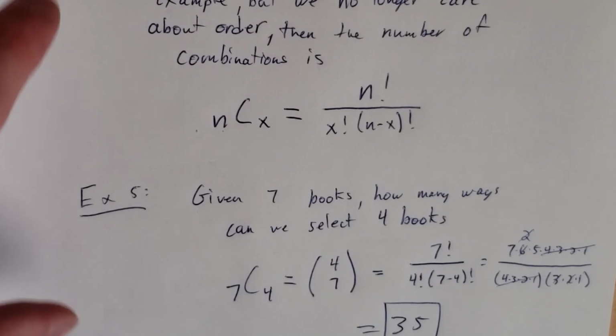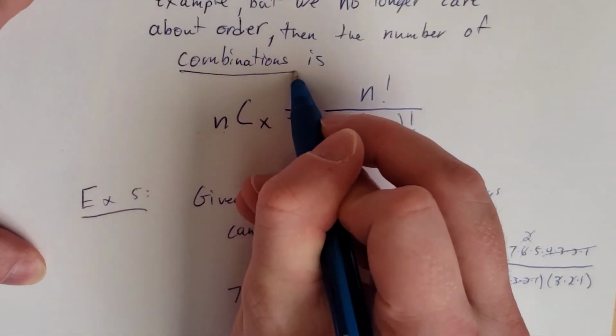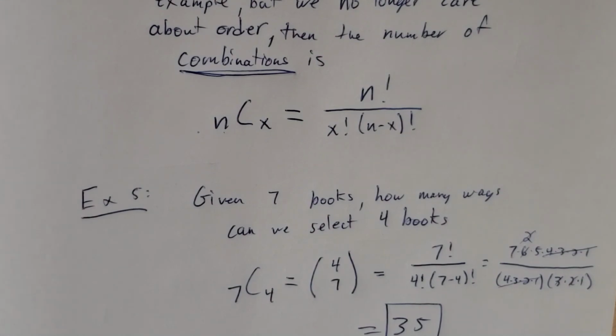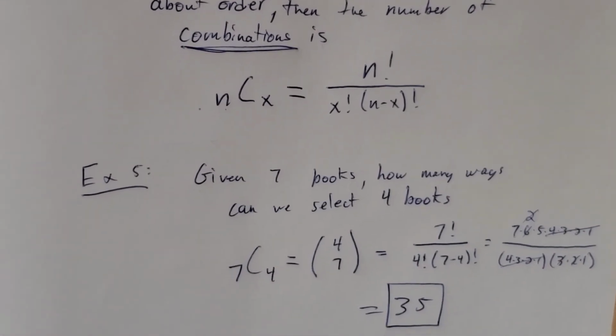So again, this formula is for combinations. It helps us choose x number of objects out of n objects. Or really, it tells us the number of ways that we could select x objects out of n objects. All right, and that's where we'll conclude this video.